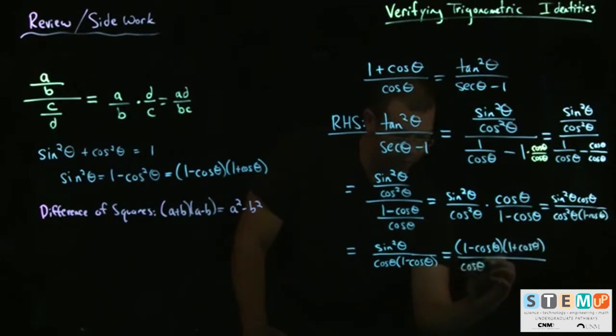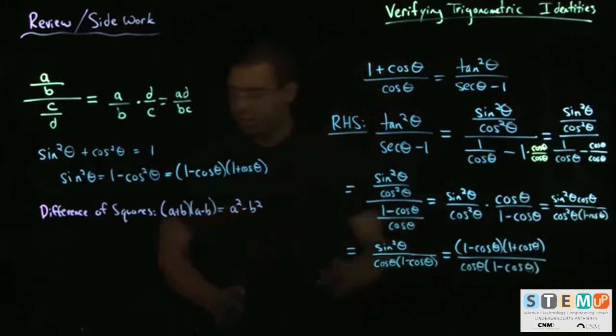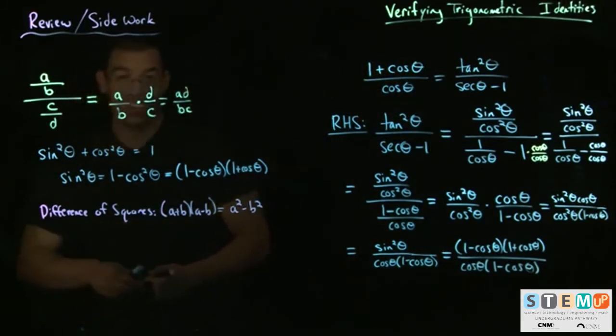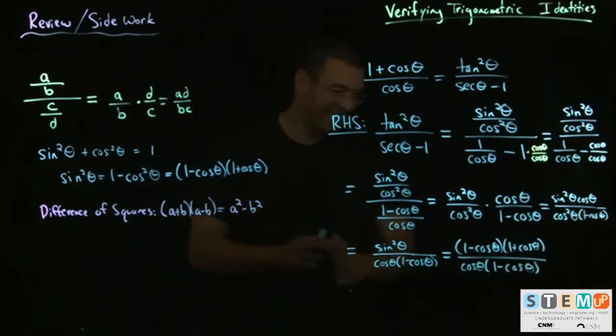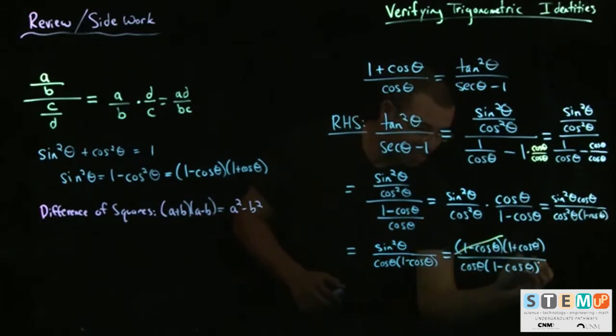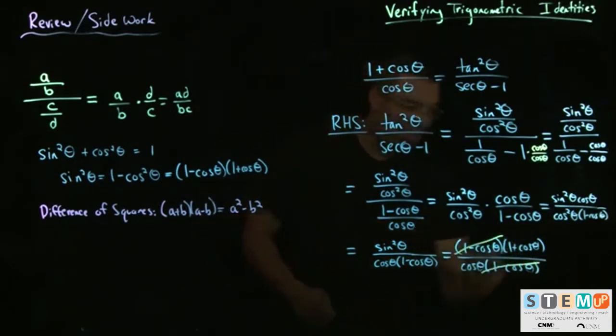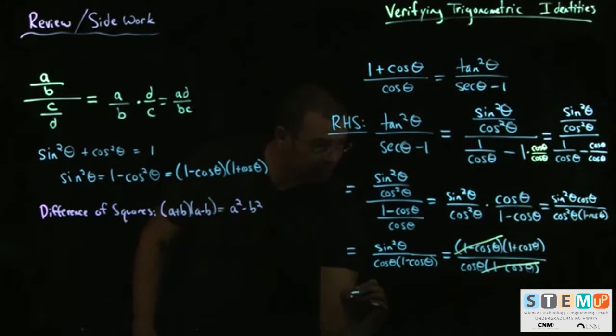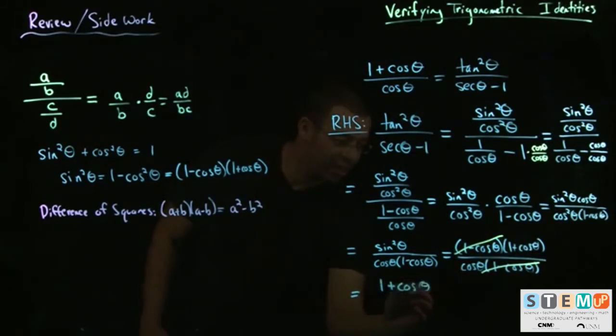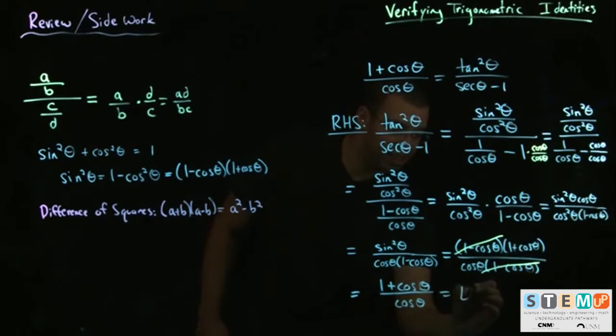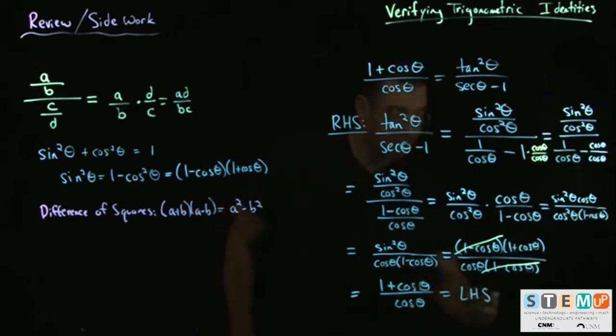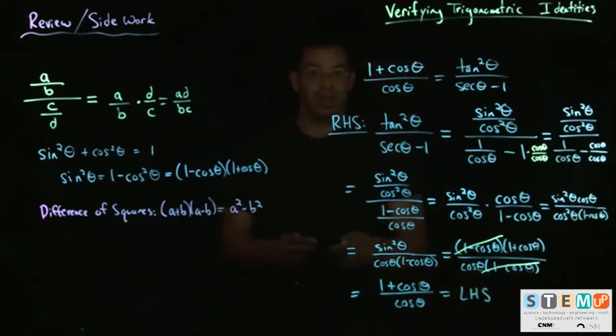And now look at it, and do you see anything that's going to cancel? And of course you do, right? These are going to cancel. And I'm left with, I'm just going to write it down here, 1 plus cosine theta over cosine theta. And so this is our left-hand side. And we've shown that they're equivalent.